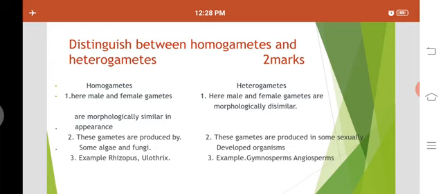Getting my point? The first difference is that homogametes are morphologically similar in appearance, and heterogametes are morphologically dissimilar in their appearance. Okay, then what will you write as the second difference? Of course, homogametes means what? Homo is nothing but same. If both male and female gametes are the same in appearance, then that is called the homogamete. If both male and female gametes are not the same, if they are different, then it is called the heterogamete. This is the first difference.